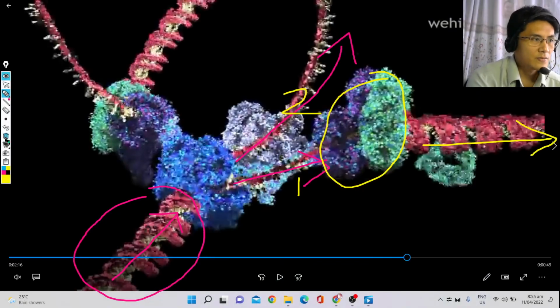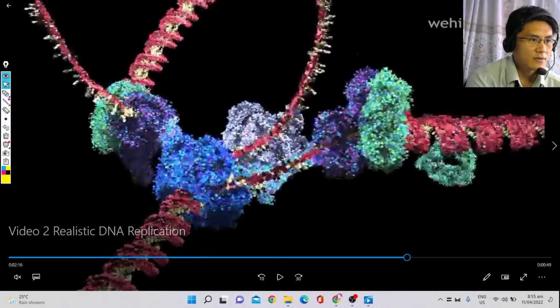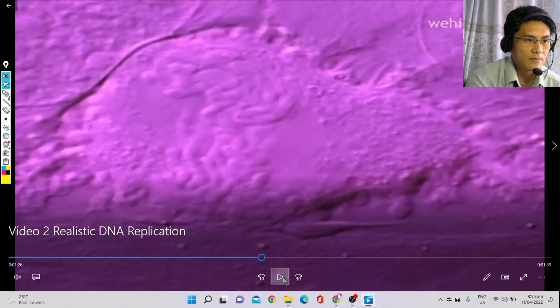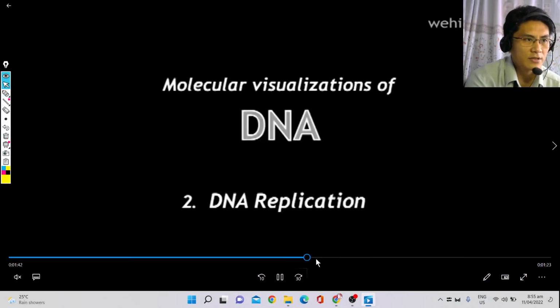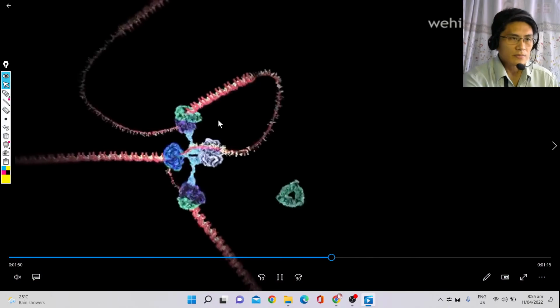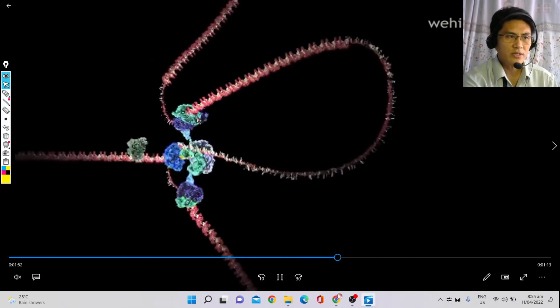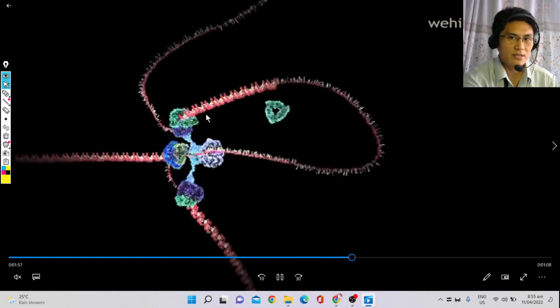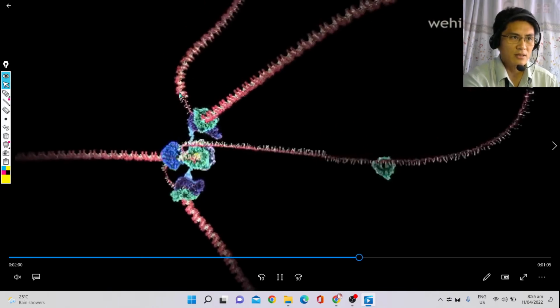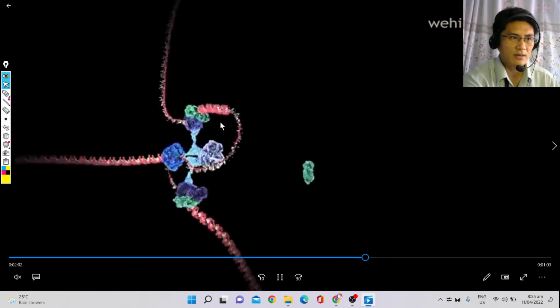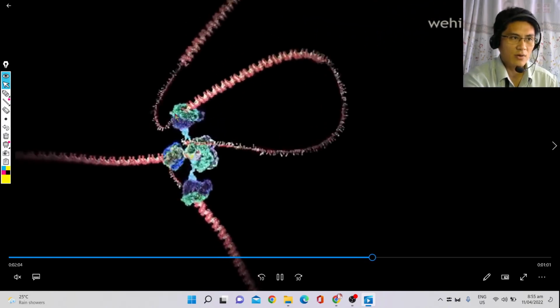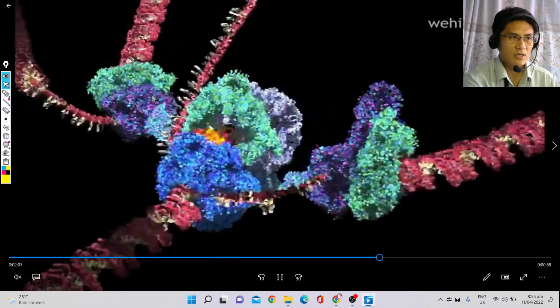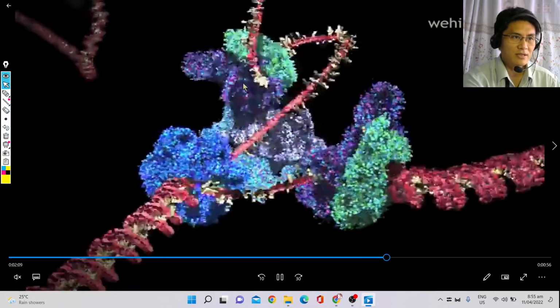But if you look at the other strand, let me backtrack a little bit. If you look at the other strand here, a lot of things are going on. See? It ends and then builds another fragment. See? That's one Okazaki fragment. Once it's done, it builds another fragment. That's another Okazaki fragment. And so on. See, once it starts, it builds another fragment here.